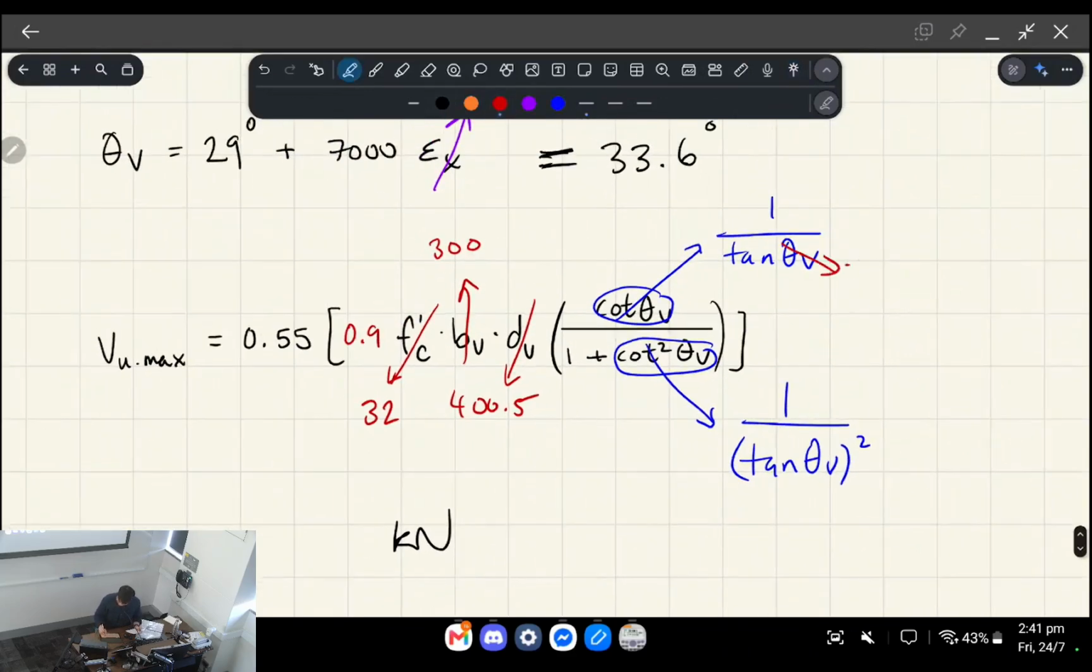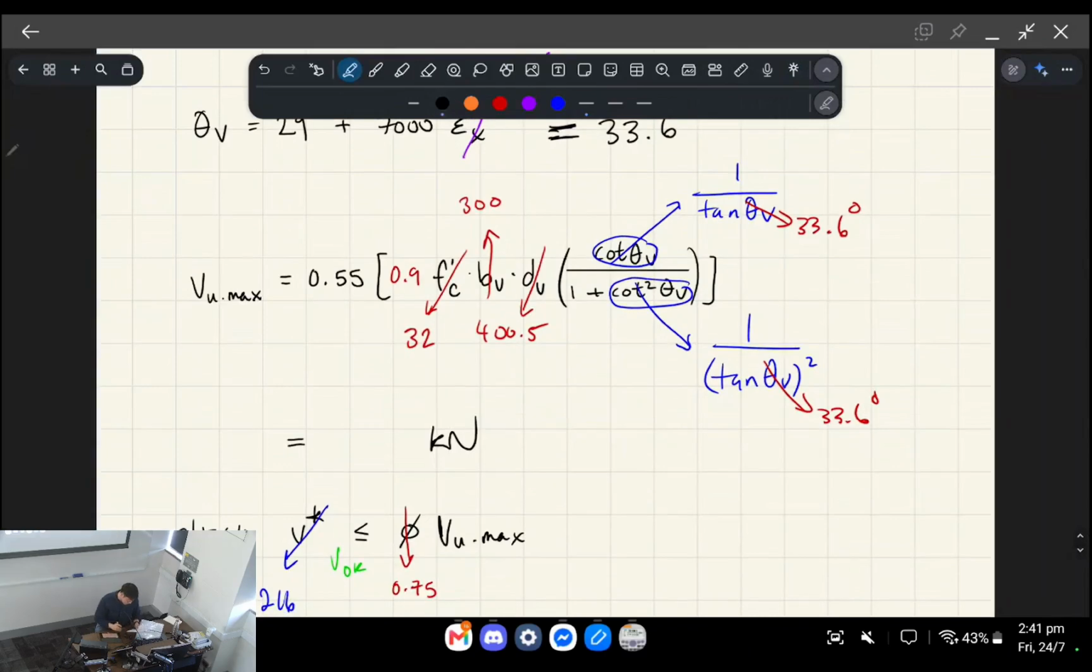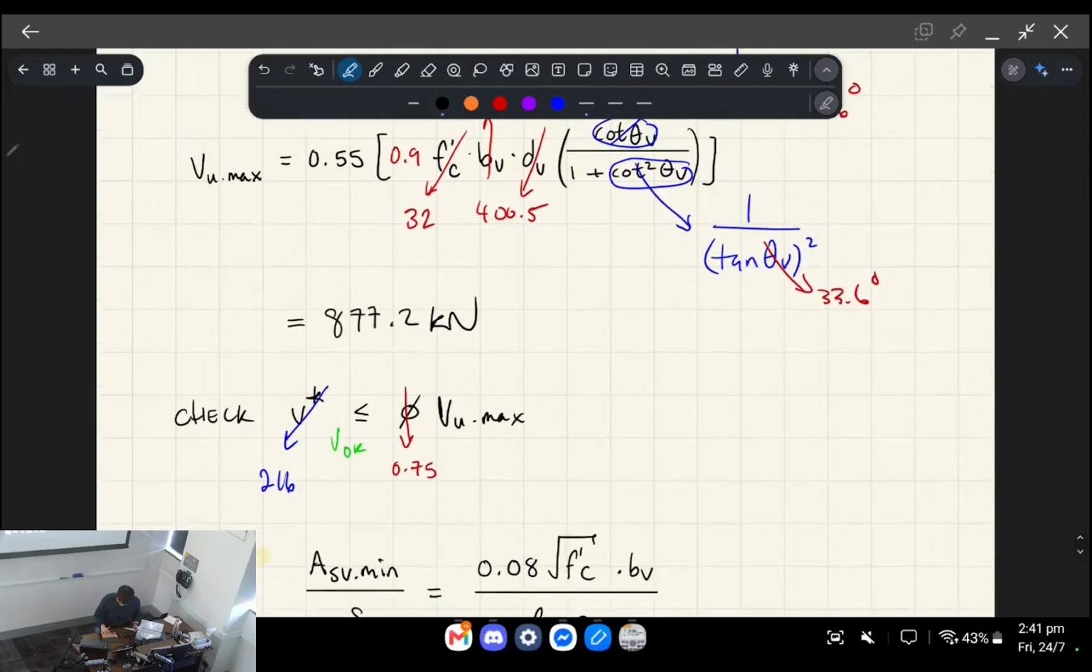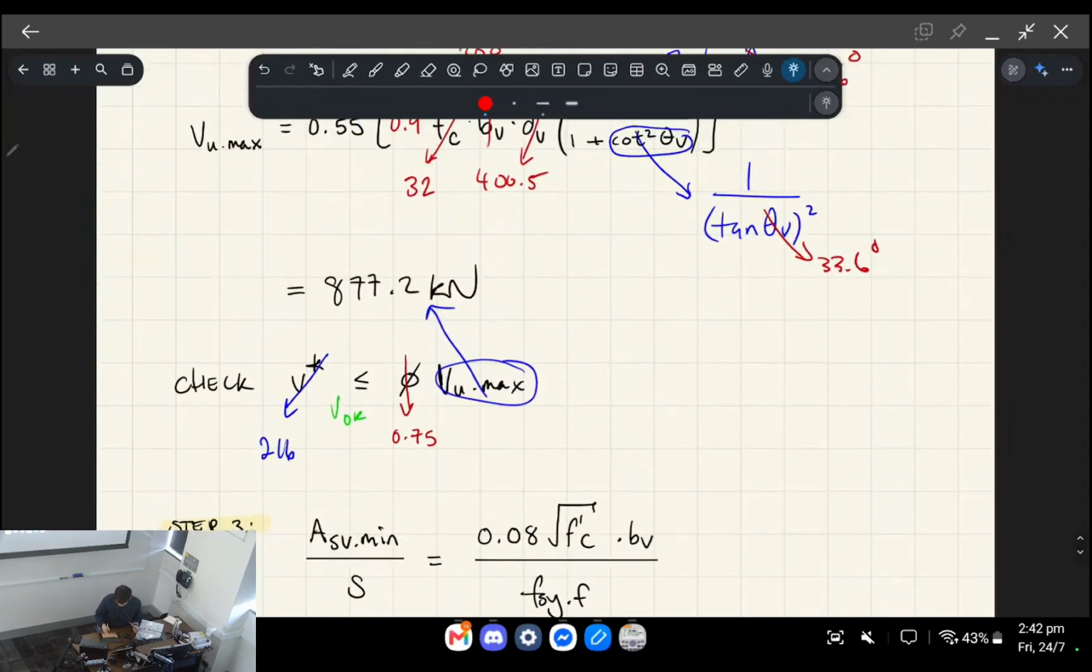So anyway, plug in more values, okay? All right, and then we get a max shear capacity of 877.2 kilonewtons, okay? And so this value in our capacity equation becomes 877.2. And we checked that this, when multiplied by 0.75, is bigger than the amount of design shear that we're experiencing, right? And so once that passes, we can move on to the next step, okay?